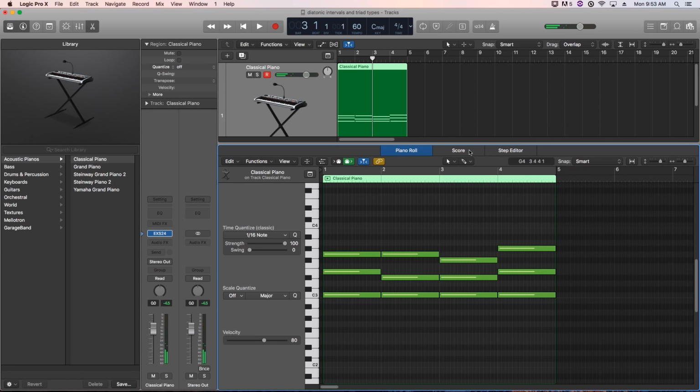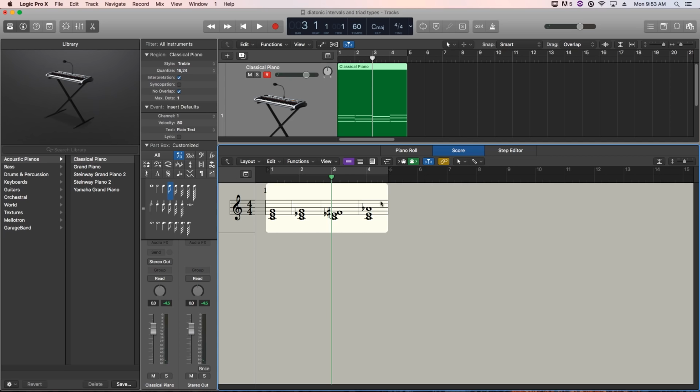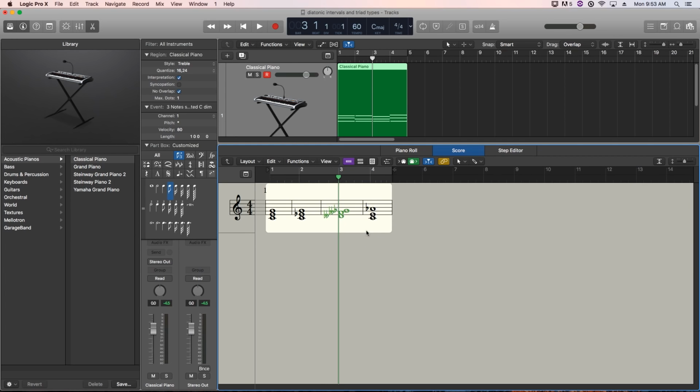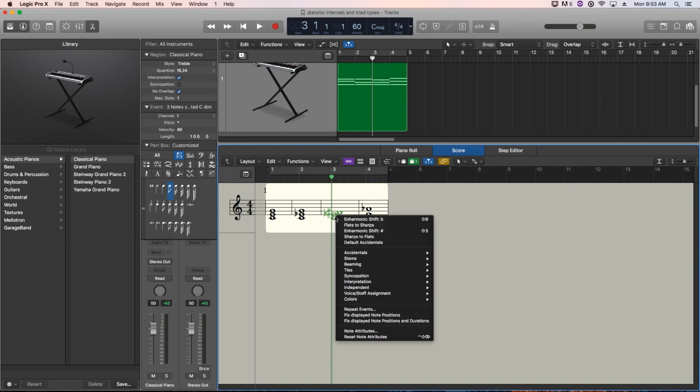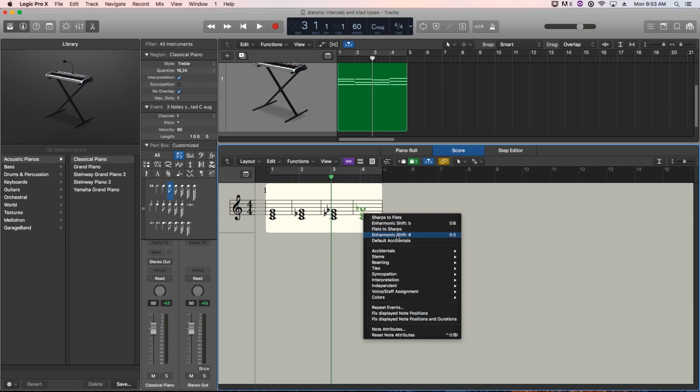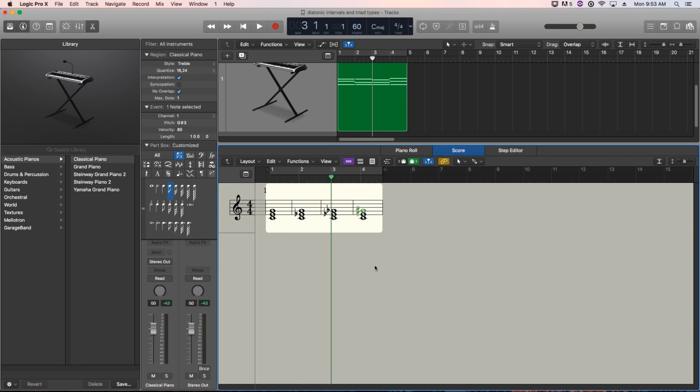So in Score Editor, these look like this. Now they don't look correct. Let me just do the enharmonic shift to flat for the diminished chord. Nope, that's not what we want. I'm going to do sharps to flats. There we go. And then this one's going to be flats to sharps. And I'll show you why I'm doing that in just a moment.